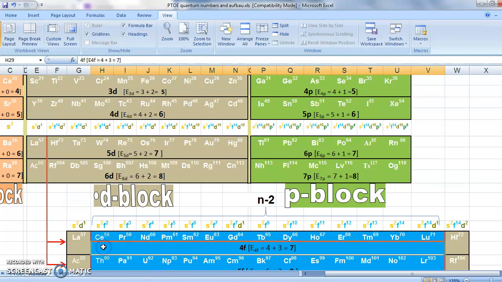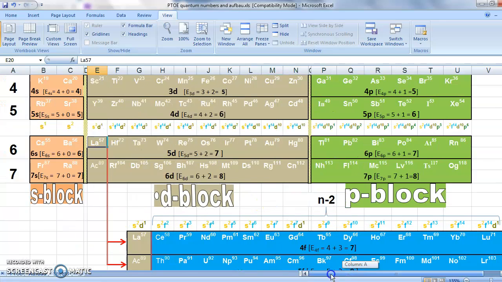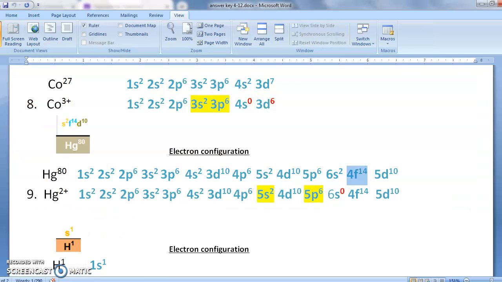So I go from 58. From 58, I now can return to 57. I've already got the 5D10 down. So what's before 57? 56 and 55. That's the 6S. There's 2 there. So even before I start, I know mercury should end in 5D10, 4F14, 6S2.